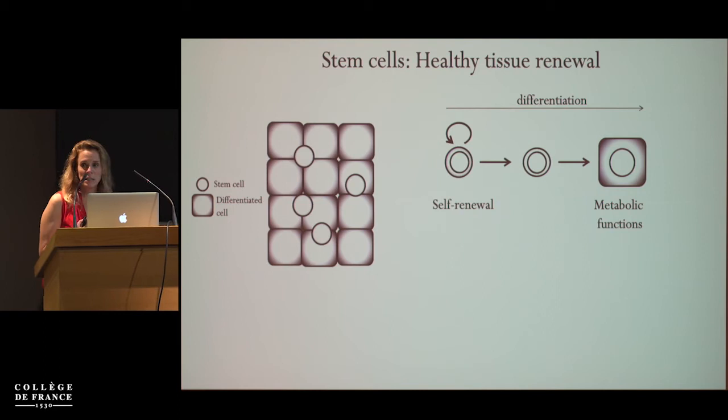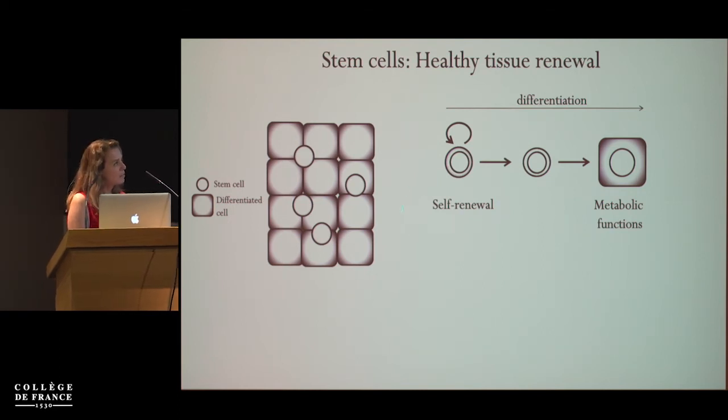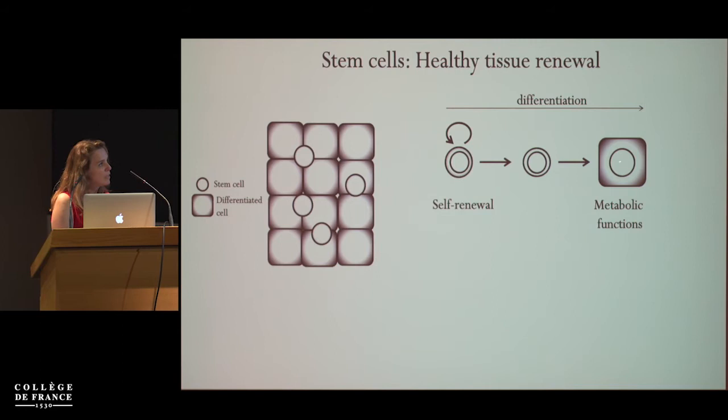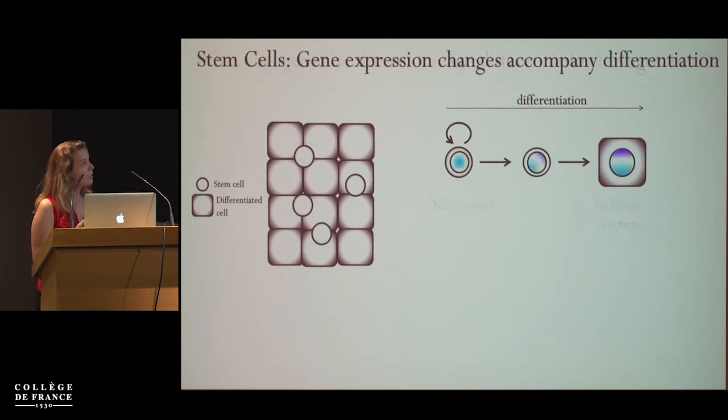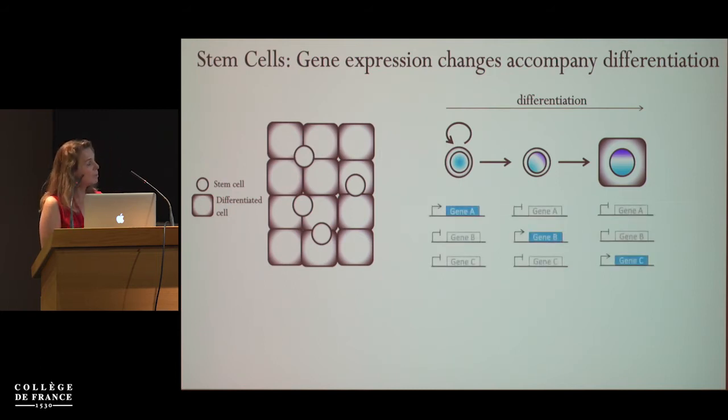And I think what's really fascinating is that you go from a cell that has these self-renewing capabilities to a very different type of cell that has very specialized metabolic functions. So this really raises the question of what changes arise and how are these changes regulated. And we know that, for example, gene expression changes are critical for this. So, for example, we have gene A, that's a stem cell specific gene. It needs to be active in the stem cell. It needs to be turned off as the cells differentiate, and genes B and C need to be turned on later during the differentiation process. So how is this regulated?